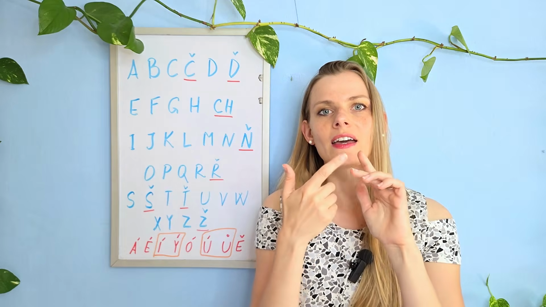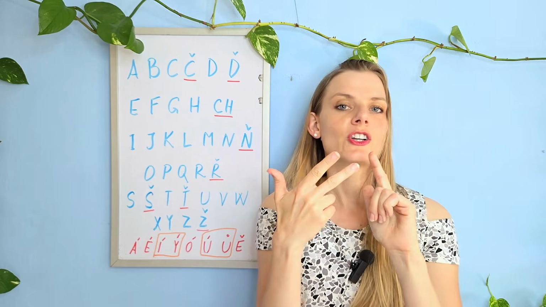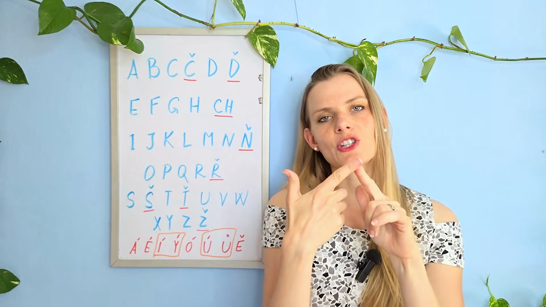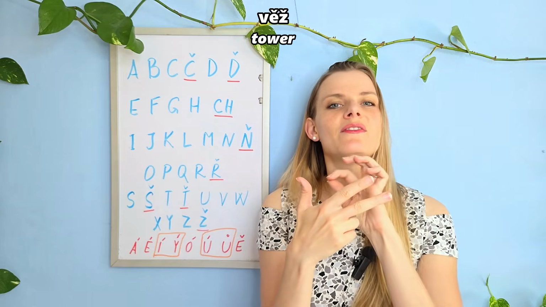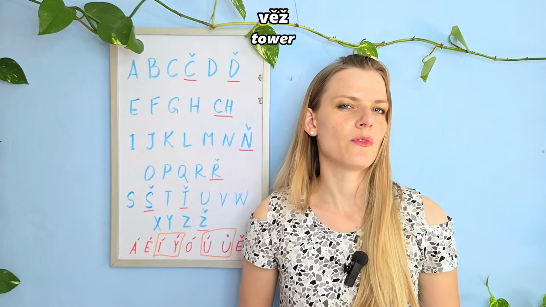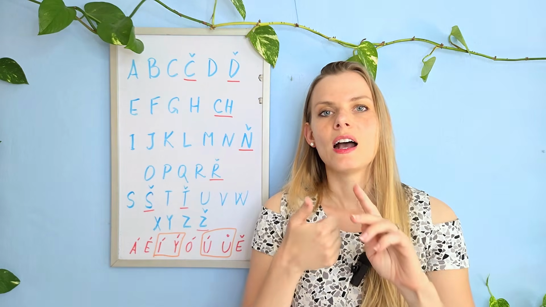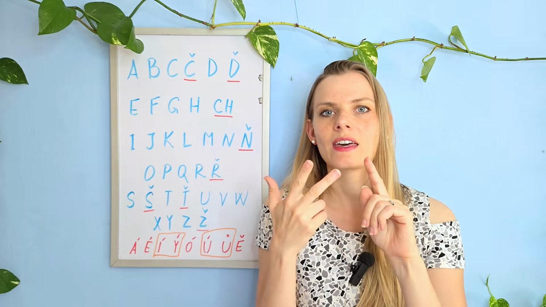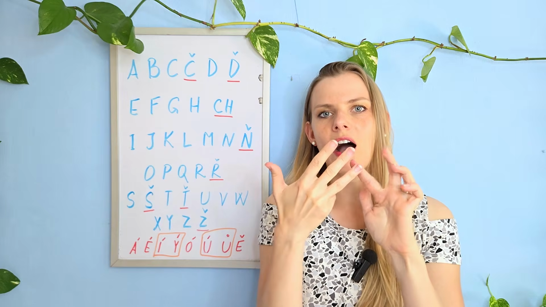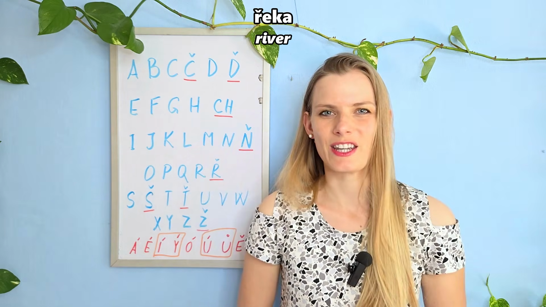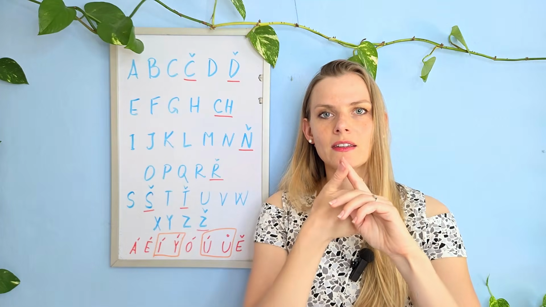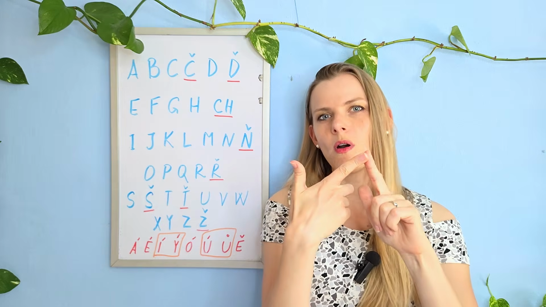Další. V, E s háčkem, Žet. Just 3 letters. Věž. Věž means a tower, like Eiffelova věž. Další. Š, E, K, A. Řeka. A river.